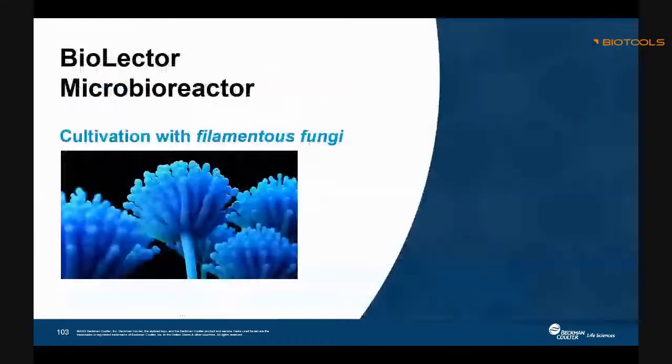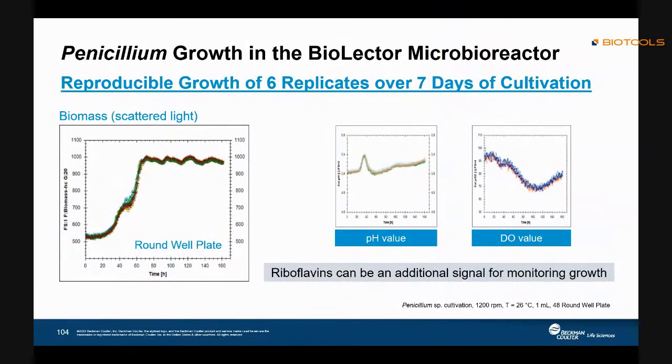And maybe we have a little bit more discussion about the data, and what exactly the instrument is doing. Like this one, this is a cultivation with filamentous fungi. This is a reproducible growth for 6 replicates, in a 7-day cultivation. So we can have data not only for a few hours or 1 or 2 days. The cultivation monitoring can go as long as 7 days or even more, for some cultivations maybe 10 days or more.